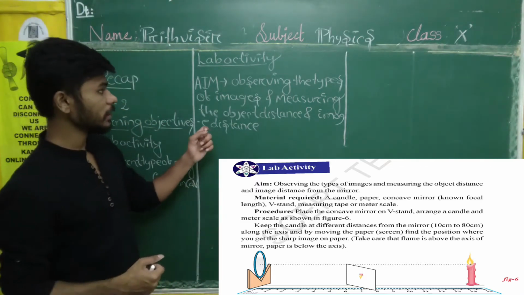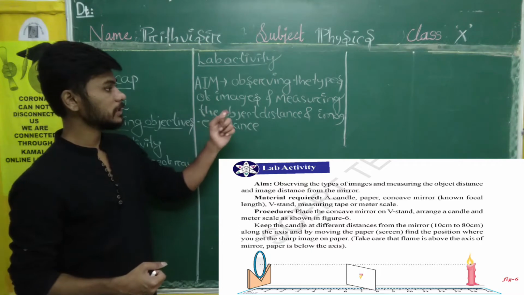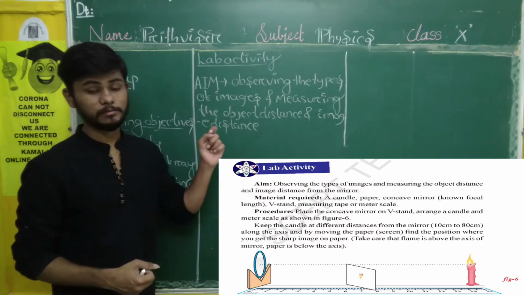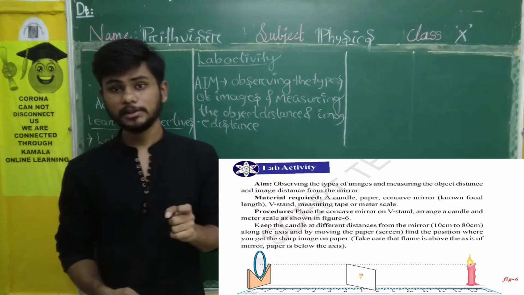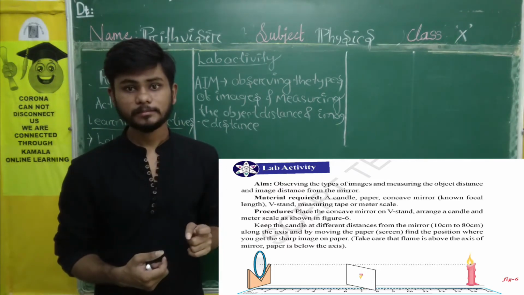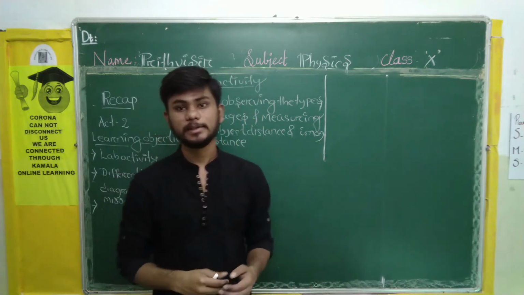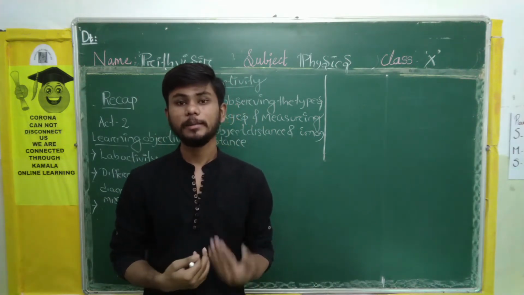So this is the aim of the experiment: observing the types of images and measuring the object distance and image distance. Then we will measure both the object distance as well as the image distance. Okay students, next we will discuss what materials we require for this experiment.